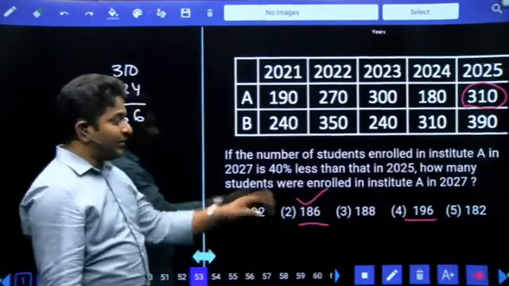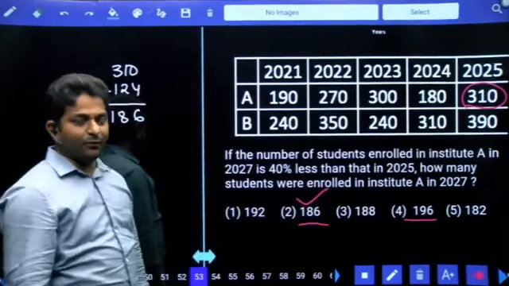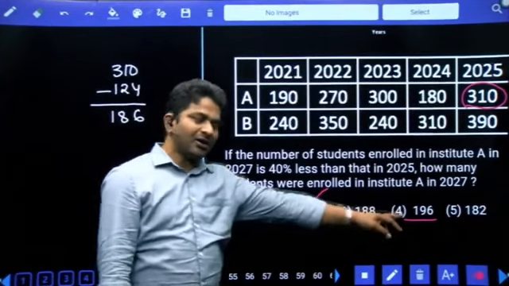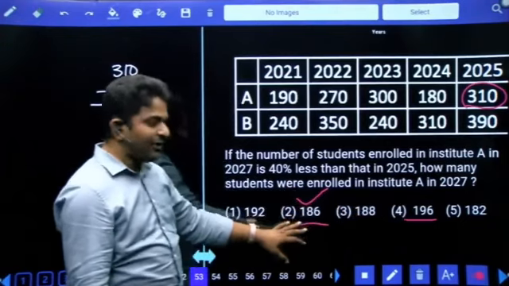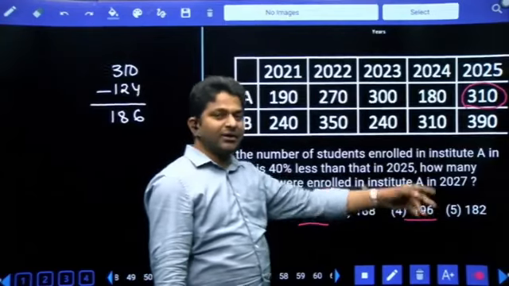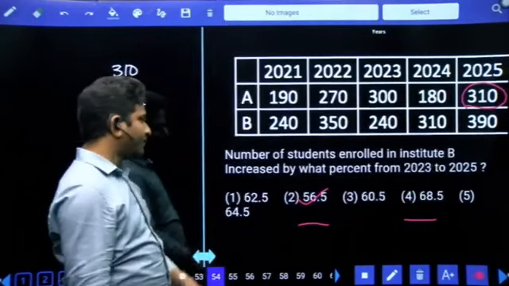If not this, without verification, we can directly go for 196, because you are very sure that the answer is either this or 196. Let's verify. If so, this is our final answer. Else, without verification, we can go for 196.